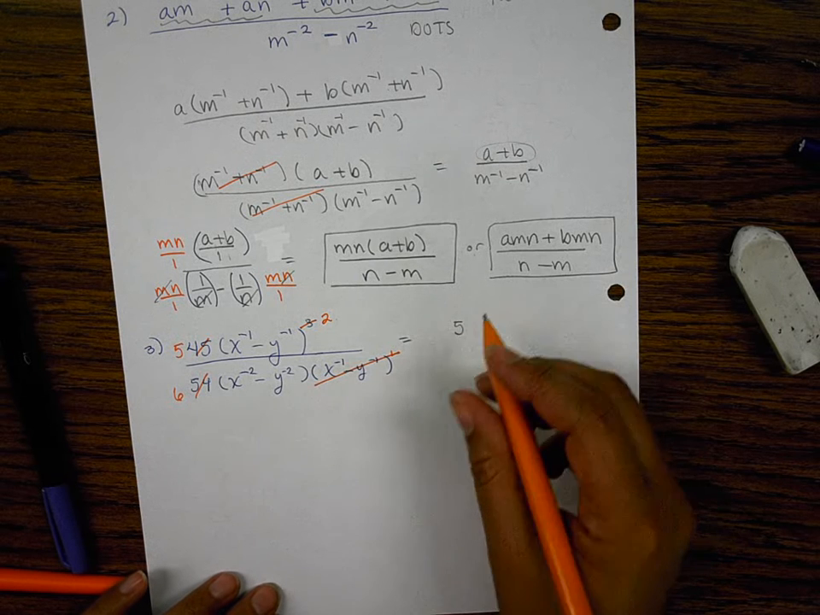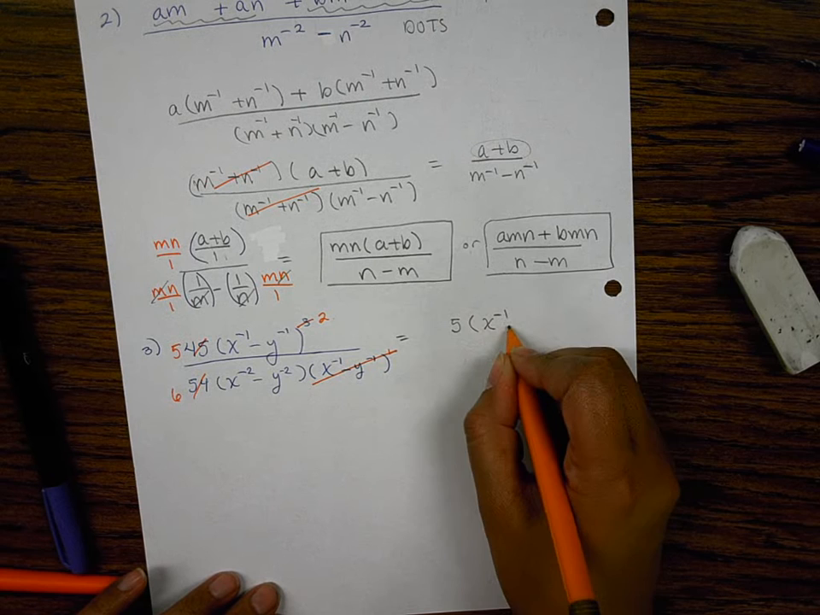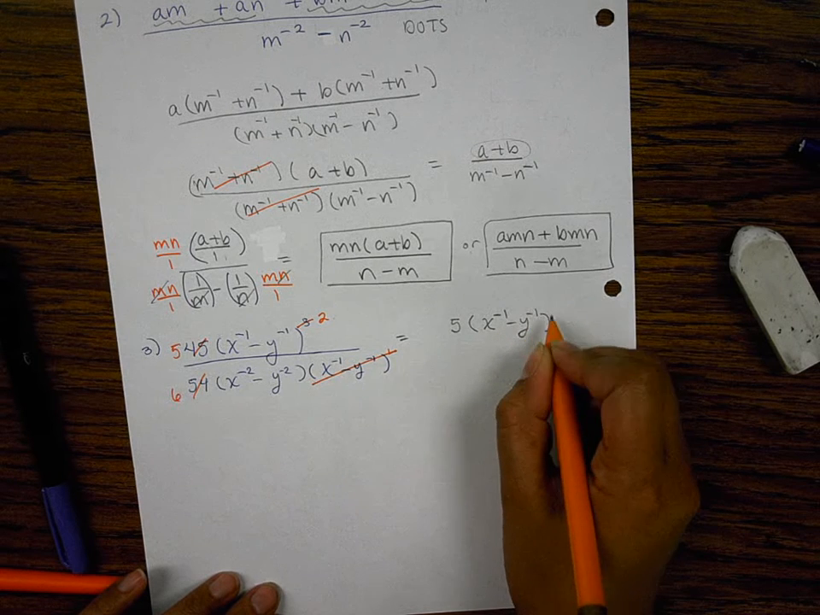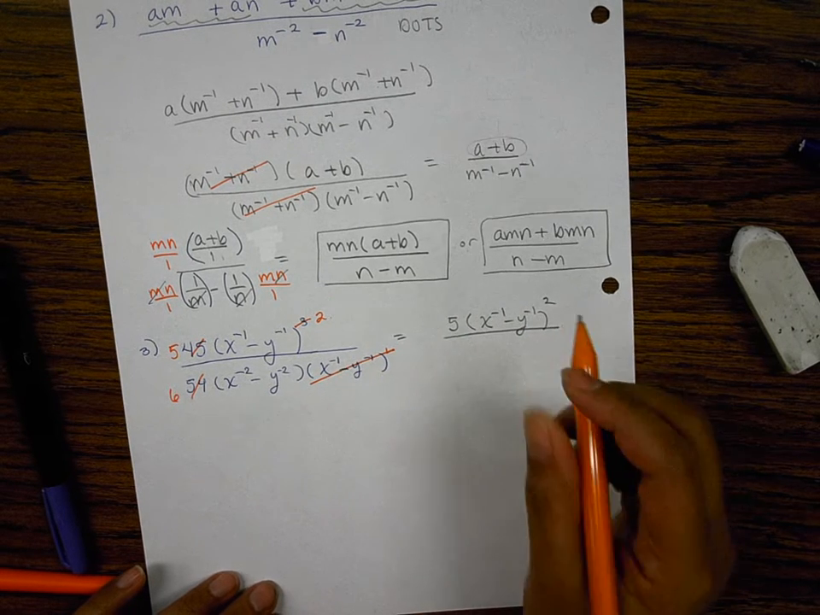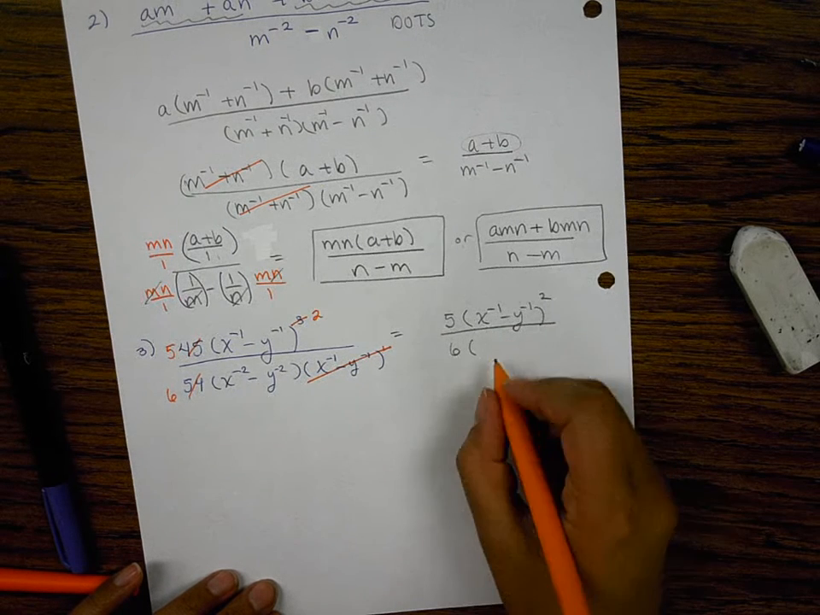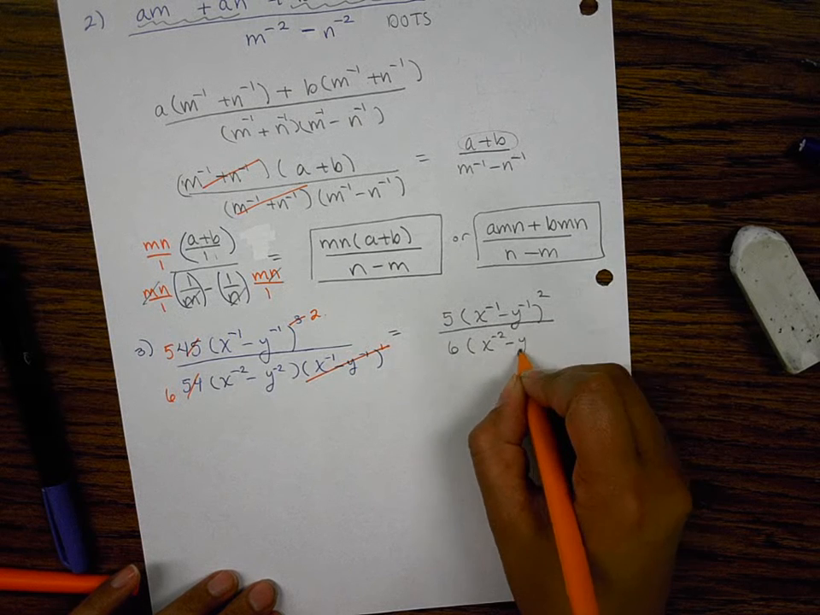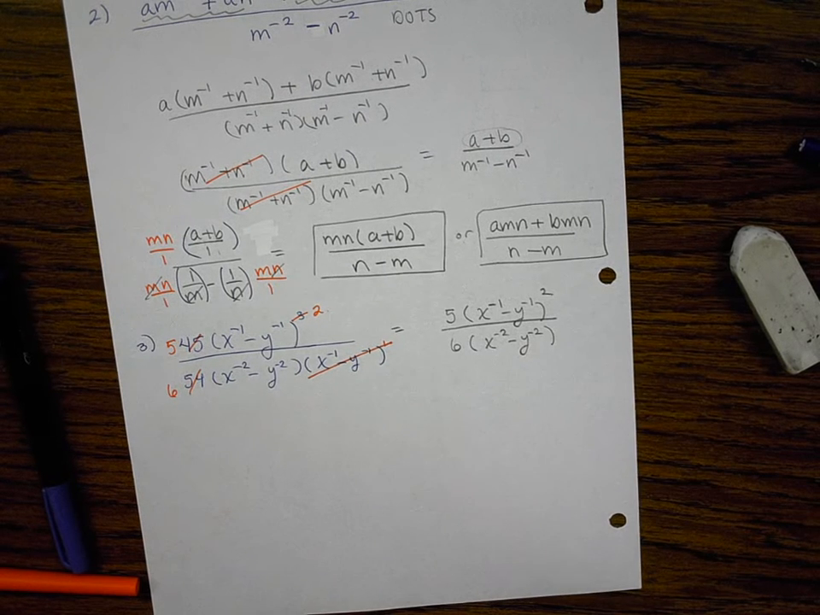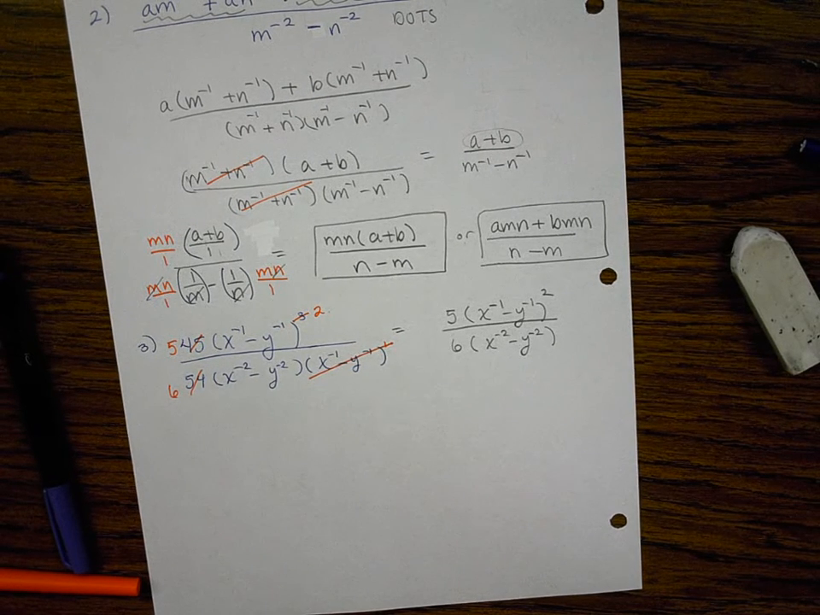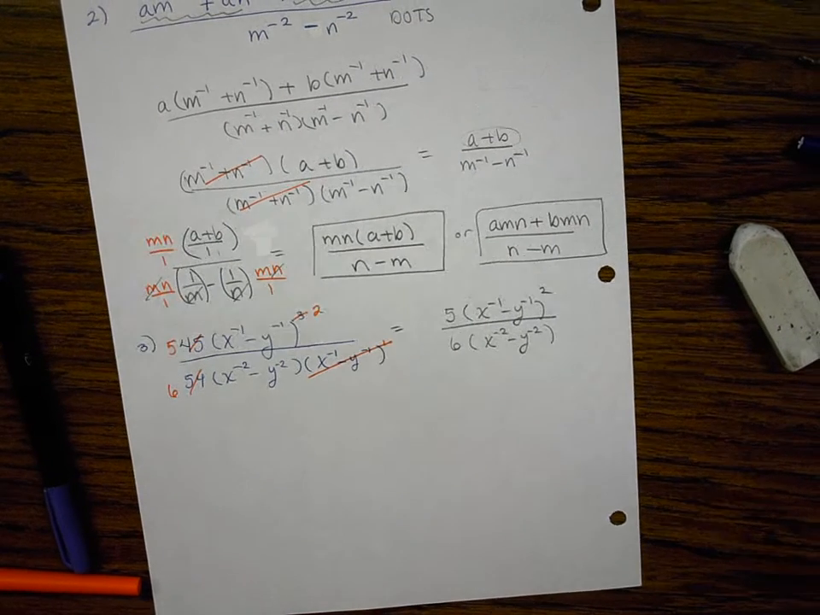All right, so that leaves me 5 parentheses x to the negative 1 minus y to the negative 1 squared all over 6 parentheses x to the negative 2 minus y to the negative 2.